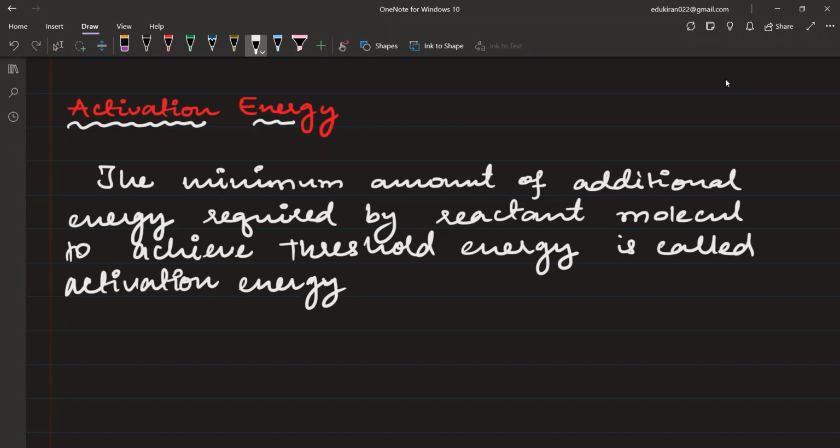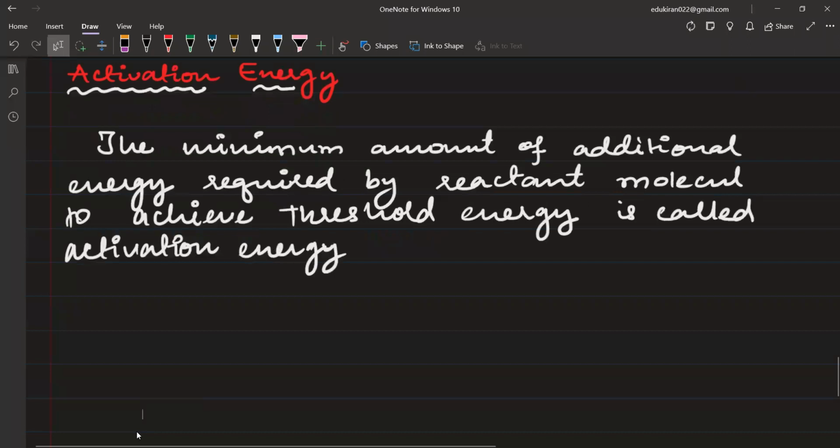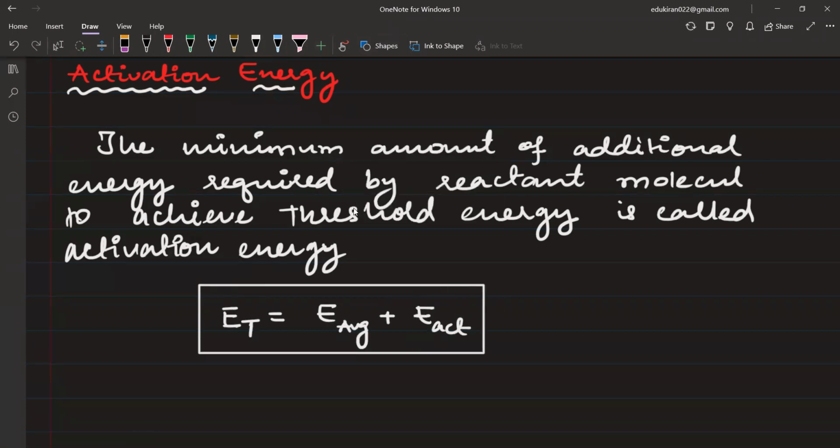Obviously a molecule will not have zero energy at room temperature, because any temperature above absolute zero means there will be some amount of energy associated with each and every molecule. Now, to reach threshold energy, we need some additional energy. That additional energy is known as the activation energy. That is the difference. So E threshold will be equal to the average energy of all the molecules plus E activation.